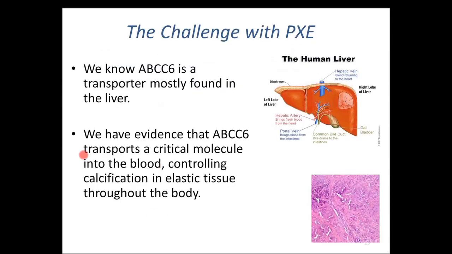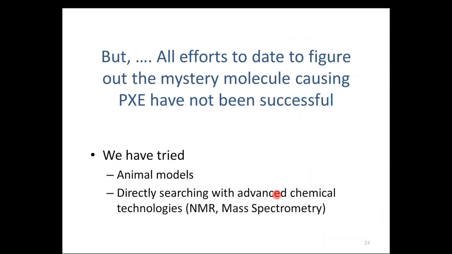And so we have evidence then that ABCC6 transports a critical molecule into the blood, controlling calcification in the elastic tissue and throughout the body. And this is, at the molecular level, what this calcification and damage to elastic fibers looks like when you do a biopsy of the skin of somebody with PXE. But to date, all efforts have not been successful in trying to identify what is this mystery molecule causing PXE.